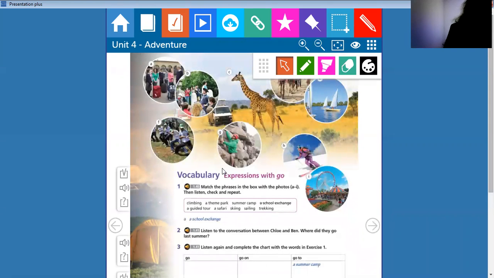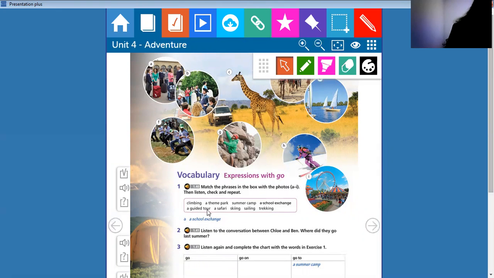Okay. Look at this. Vocabulary, expressions with go. Match the phrases in the box with the photos. Then listen, check, and repeat. You have to match this. Okay. For example, letter A, a school exchange. Letter B, here you have. This is the answer.